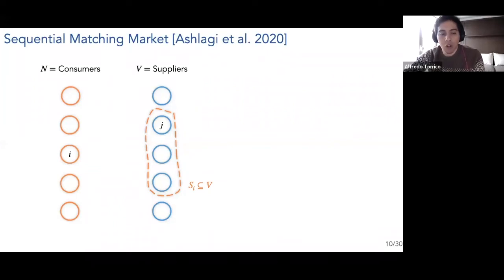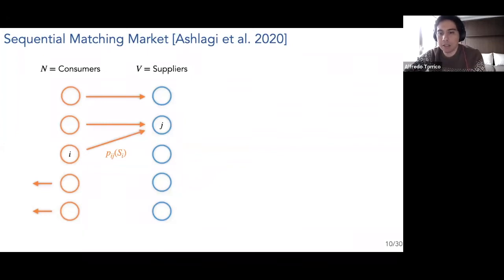Consumers see the options, and they are going to pick one of them with some choice model, or they may decide to leave the market. Let's say that i selected j with probability Pij that depends on the menu she's seeing. After that, each supplier is going to see the subset of consumers that selected them. In this case, j sees these two consumers, and among them, each supplier is going to select one back, or decide to leave the market. In this case, j selected back i with probability Qji of Cj, which depends on the assortment he's looking at.